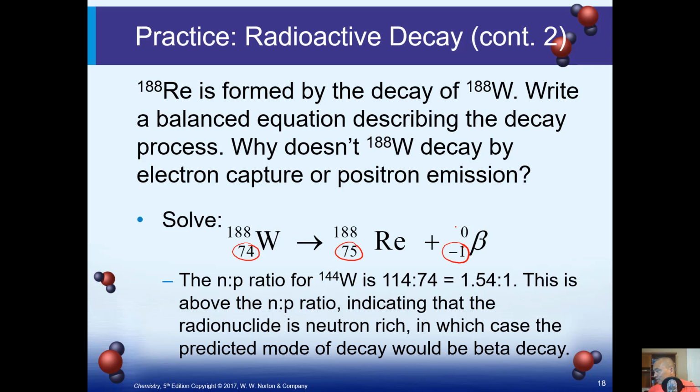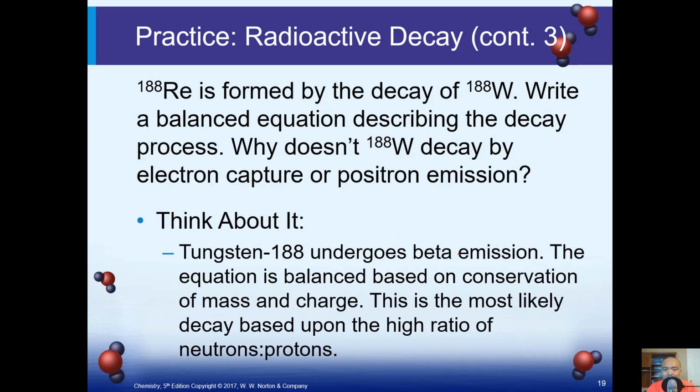A similar thing can be done for the mass numbers, so we know the superscript for the unknown small particle will be 0. A particle that carries 0 mass number and a -1 charge is the beta particle. So this predicts the mode of decay would be beta decay. Tungsten-188 undergoes beta emission. The equation is balanced based on the conservation of mass and charge.